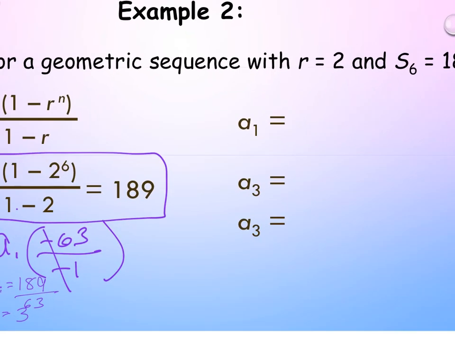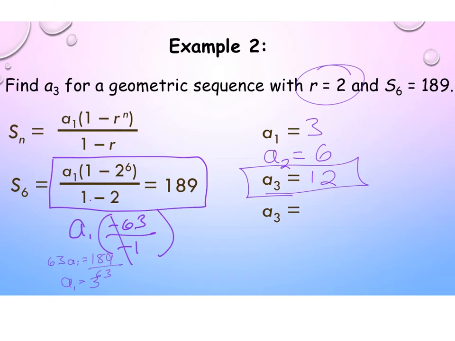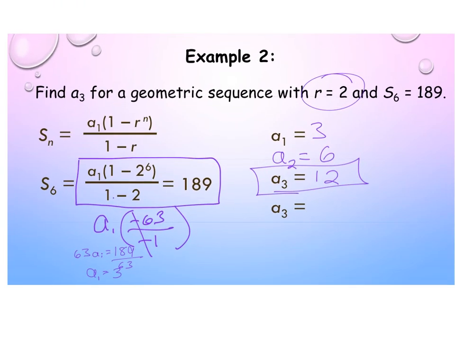All right, so if a sub 1 is 3, I know that a sub 2 is 3 times r, which is 2, so that's 6. And 6 times 2 is 12. So a sub 3 is 12. And that's my answer.